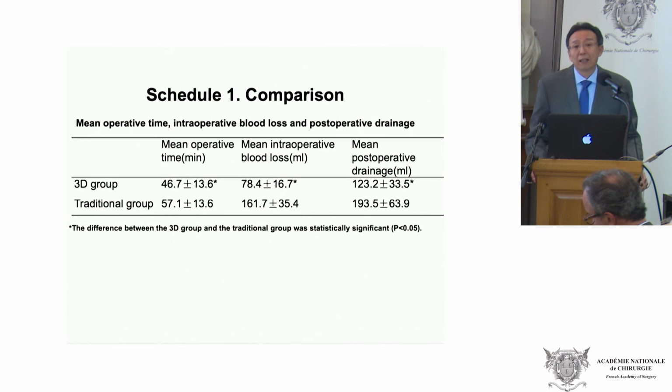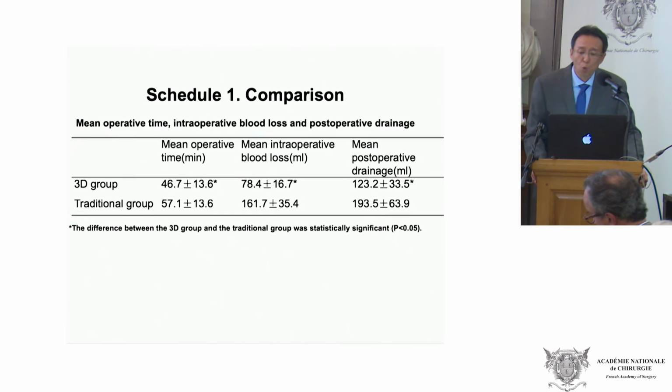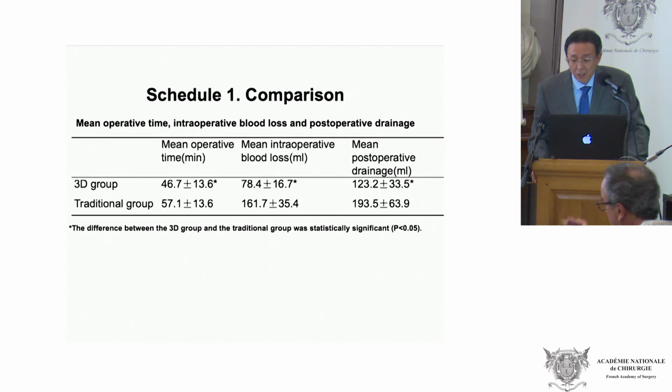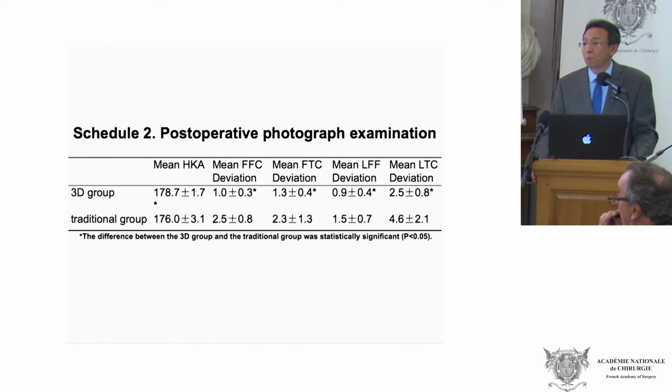We have another group with the traditional method, with 70 cases. Table 1 comparison: mean operative time, intraoperative blood loss, and postoperative drainage. The traditional group mean operative time 57.1 ± 13.6, mean intraoperative blood loss 161.7 ± 35.4, mean postoperative drainage 193.5 ± 73.9. Conclusion: the difference between the 3D group and the traditional group was statistically significant, p less than 0.05.